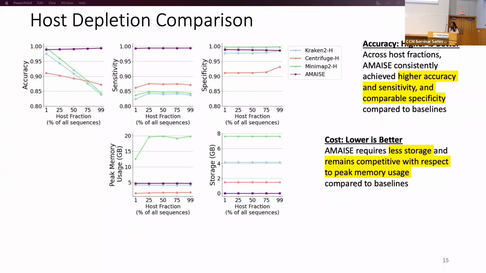Now looking at cost, in this case, lower is better. AMAISE is still in purple. We see that AMAISE required less storage and remained competitive with respect to peak memory usage compared to baselines, and performs a lot better than Minimap in green.